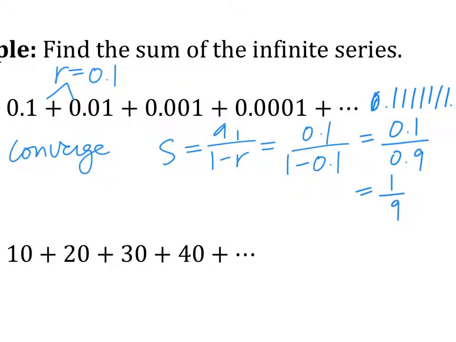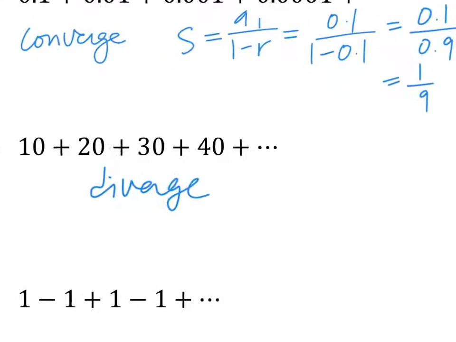How about this one? 10 plus 20 plus 30 plus 40. Yes, very good. Diverge. It becomes super big. This last one is tricky.